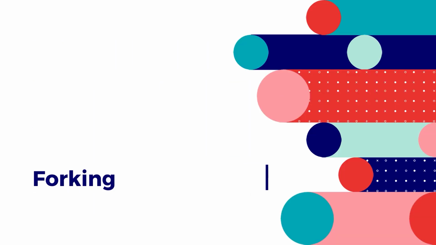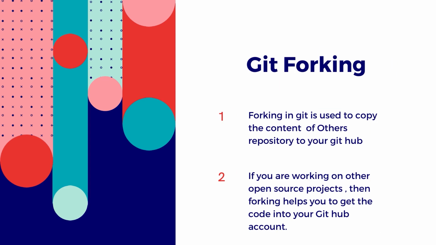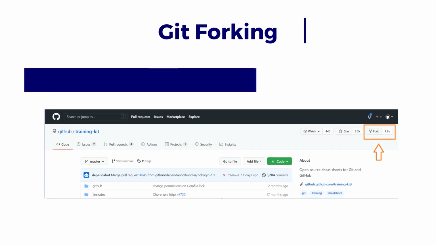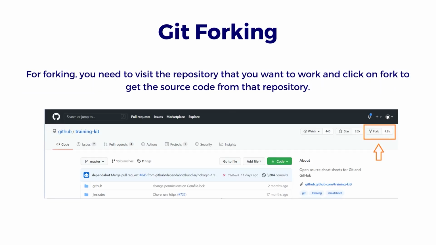Now, let us discuss forking and why it is useful. Forking in Git is used to copy the contents of others' repositories to your GitHub account so that you can work on the code and contribute to it. If you are working on other open source projects, then forking helps you to get the code into your GitHub account. Now, we will see how forking of a repository works. For forking, you need to visit the repository that you want to work on and click on the fork button to get the source code from that repository. Refer to the attached screenshot, which helps you to fork the repository.